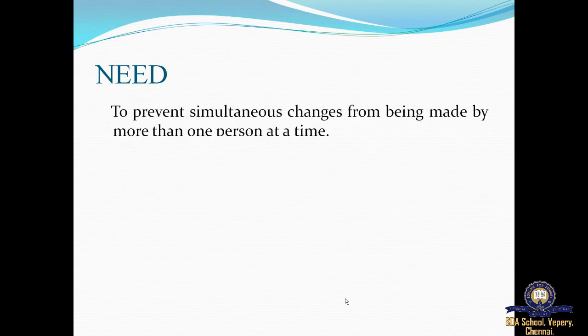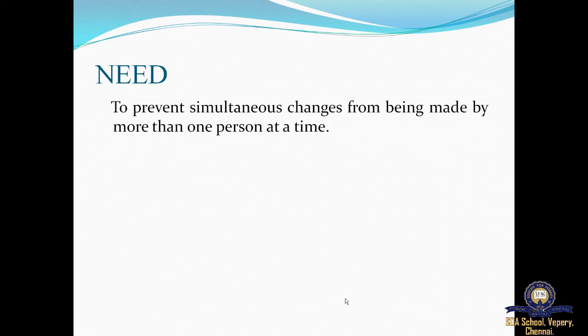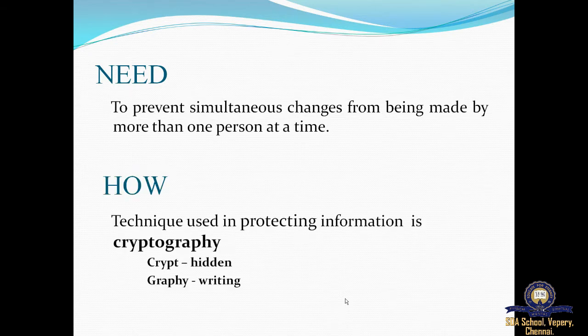So the next thing, what is the need for protecting a file? Whenever you have a file in a network, more than one person can make changes in a file. When one person is accessing a file, he can change some words or some spelling that should be reflected to another person. The other person is also simultaneously changing some words. So multiple changes will collapse the originality of the file. That's why we have to protect the file from access. So how can this protection be done? It can be done using a technique called cryptography. The technique used in protecting information is cryptography.